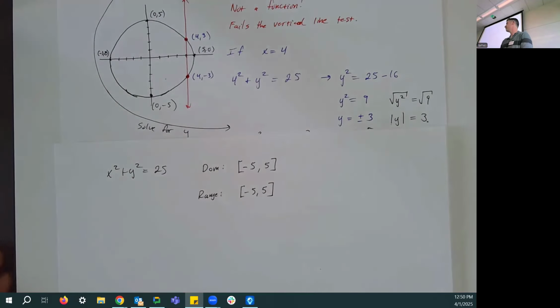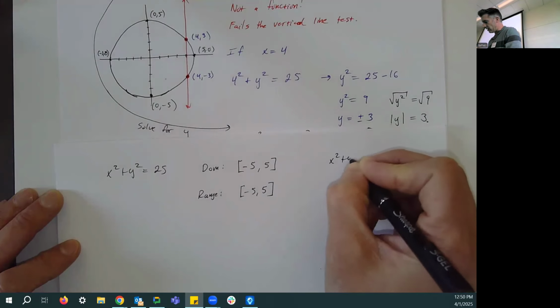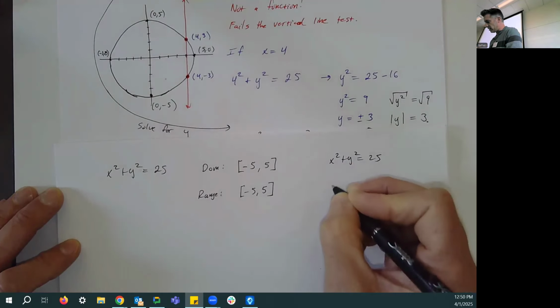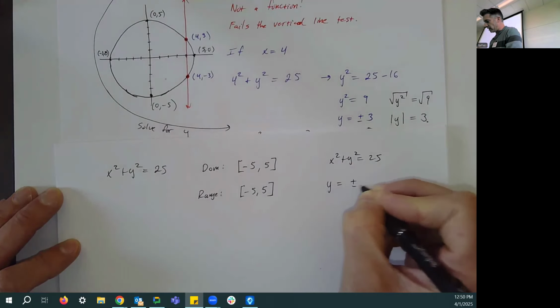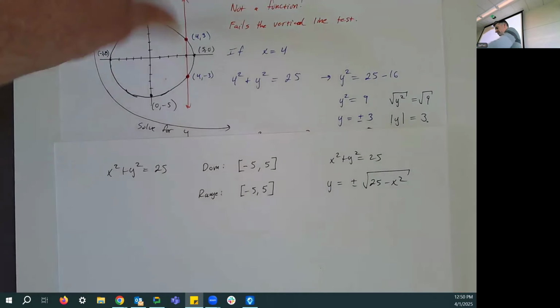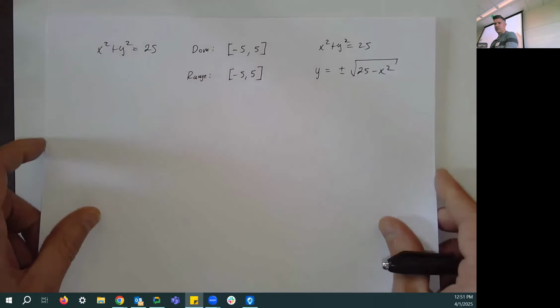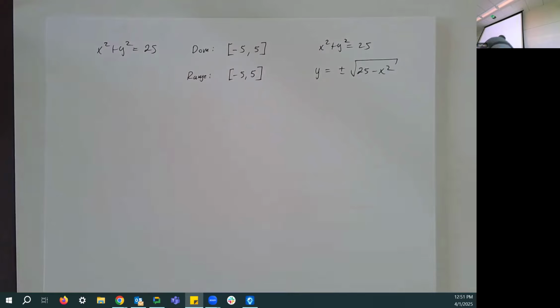But what if we didn't have the graph? What if we had something like x squared plus y squared equal to 25, and we decided to solve for y and get plus or minus the square root of 25 minus x squared? How do you find the domain then?